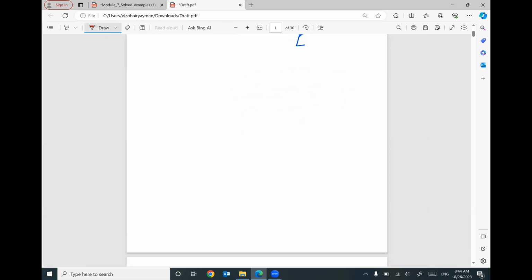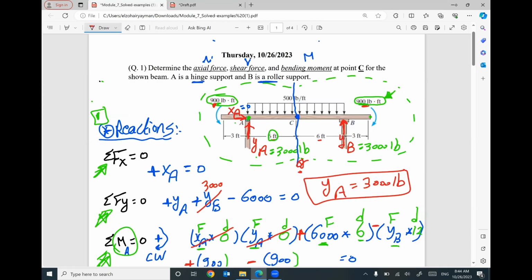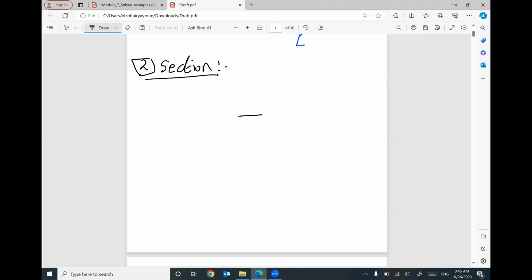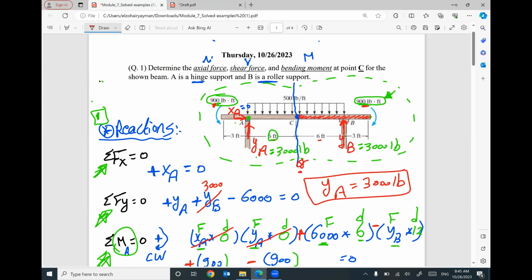So after you did your section, this is step number 2. Section. I decided to use the right part. What do you have on the right part? We have this part. This is the right part until your cut, until your section. Let me draw it here. I have this part, looks like this. I did cut here at point C. I have point B at this location.